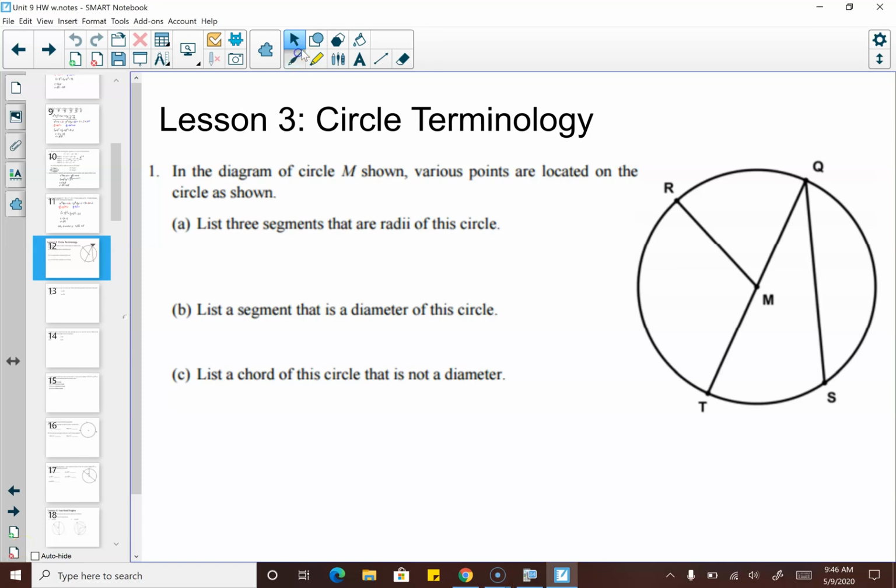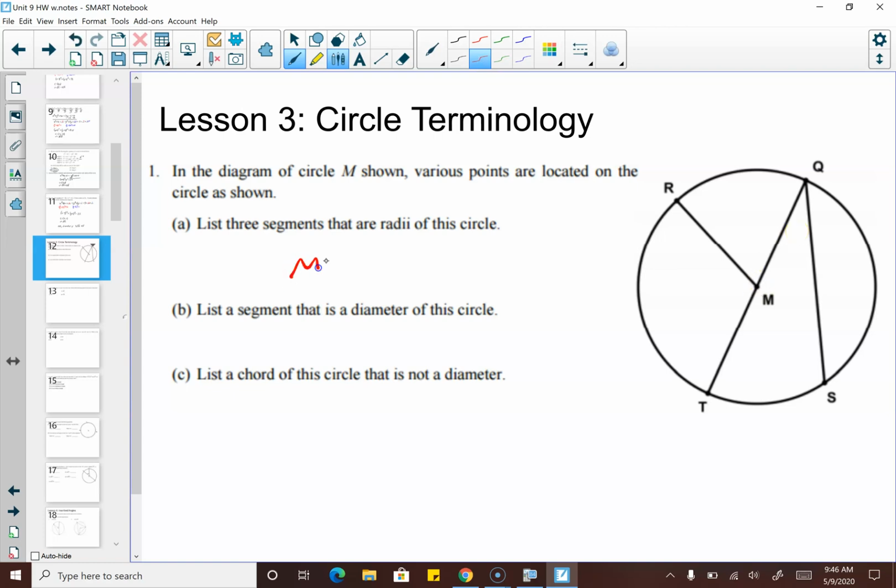For lesson 3's homework, we're going to go over all the circle terminology that we have now learned. So in the diagram of circle M, remember, circles are called by their center. Various points are located on the circle as shown. List 3 segments that are radii of the circle. So that's anything M something.